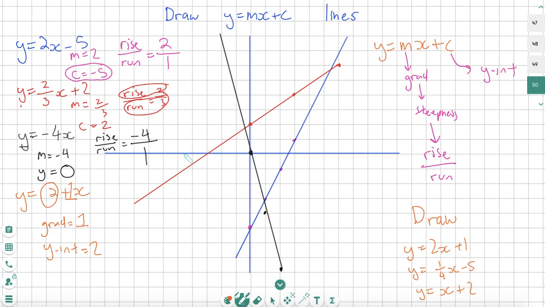So we know our y-intercept is 2. So it's going to start here. And our gradient is 1. So rise over run is equal to 1. Let's make this a fraction over 1. So rise of 1, run of 1. Rise of 1, run of 1. And this will be our line.